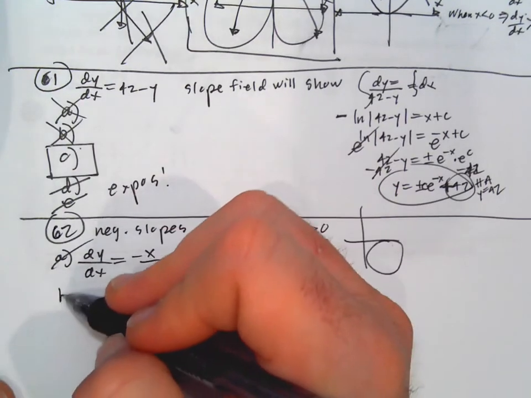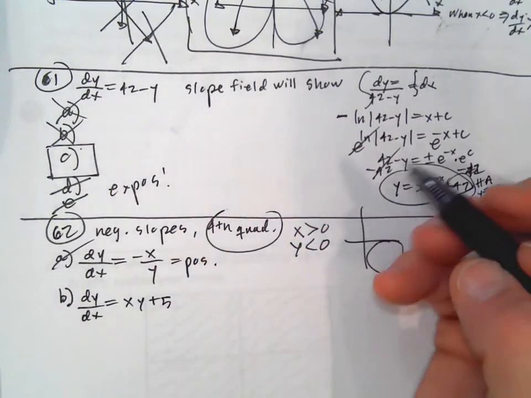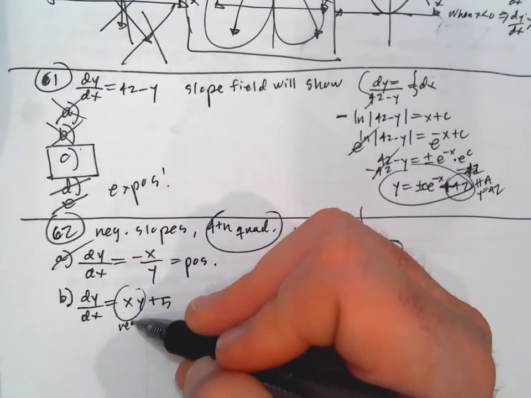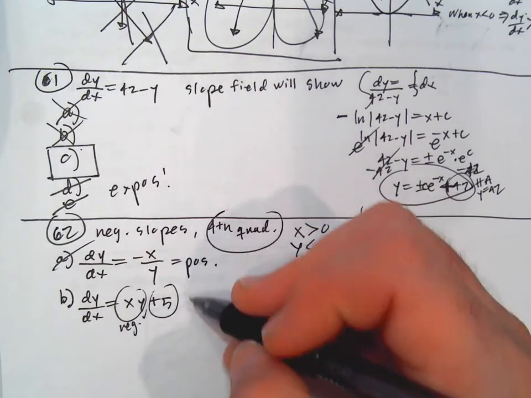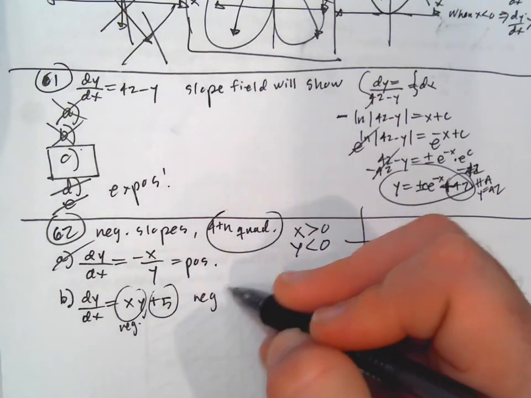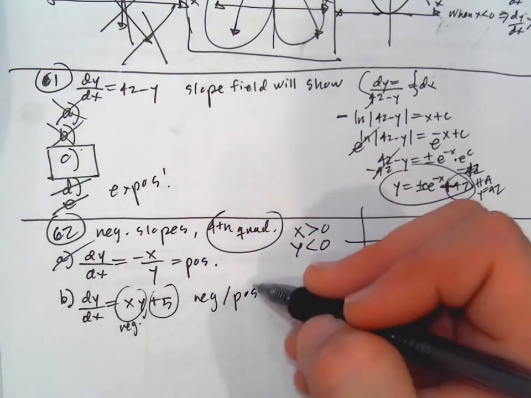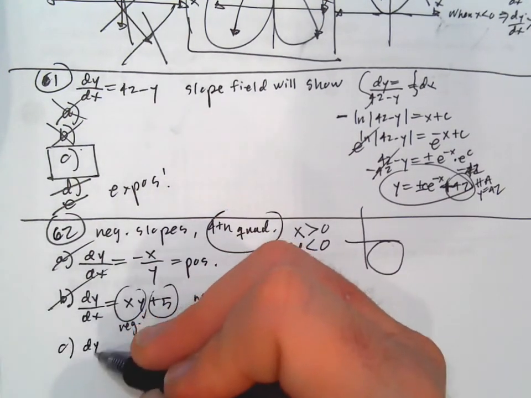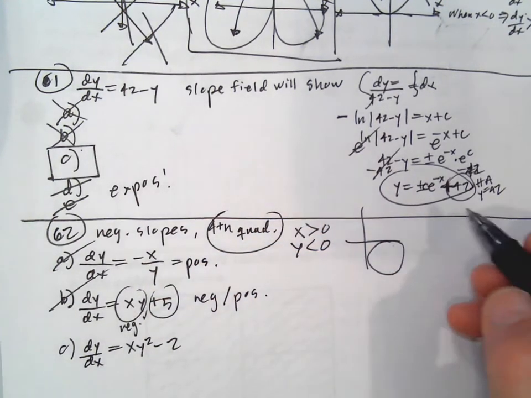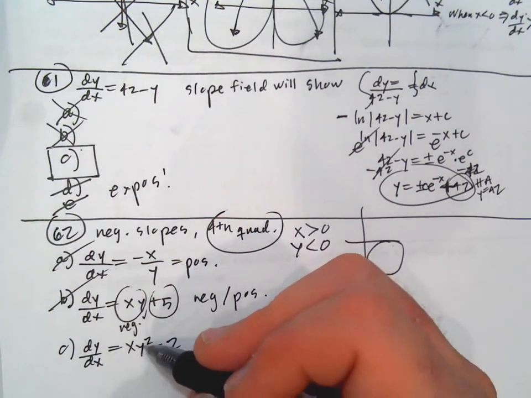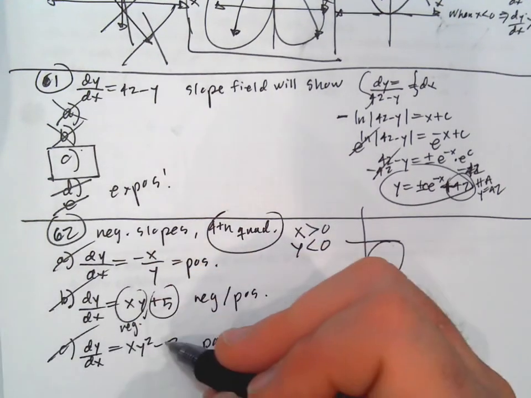So that one's out. B, dy/dx equals xy plus 5. Well, xy is always going to be negative in the fourth quadrant, for sure. But then you get added 5, so it just depends. Sometimes it's negative, sometimes it's positive. If this result is smaller than 5, then you're going to get positives, right? So that one's out. C, dy/dx equals xy squared minus 2. Here, y is negative, squared is positive, so this is going to be positive most of the time and negative sometimes, when this result is smaller than 2.